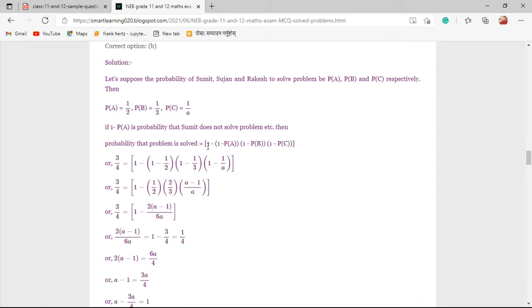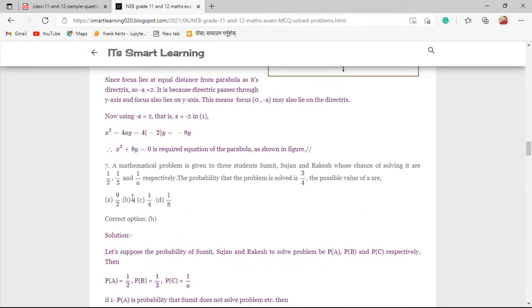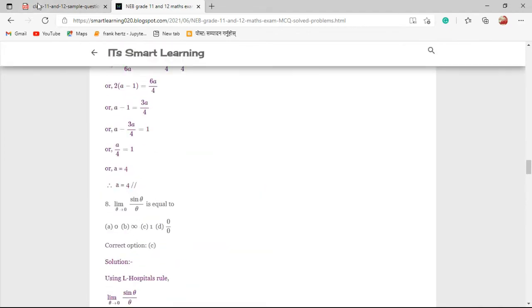So what I did here is subtract the probability of not solving the problem from 1. Like this, and we are given the value 3 by 4, and 1 is there. Then I used the values of PA, PB, PC, and simplifying you get the value of a is equal to 4. So from this question, B is the correct option. This is a simple one.